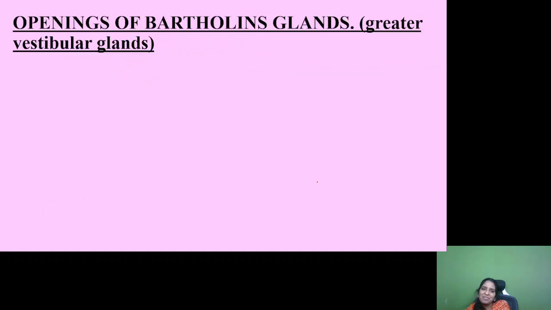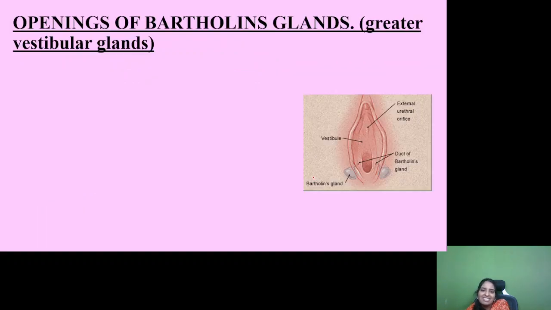Okay, next. Now the Bartholin glands, one of the important topics. Okay, we'll see regarding it. These Bartholin glands are also known as vestibular glands. We call them the greater vestibular glands. Now, there are two Bartholin glands, like two labia majora, two labia minora, two Bartholin glands.